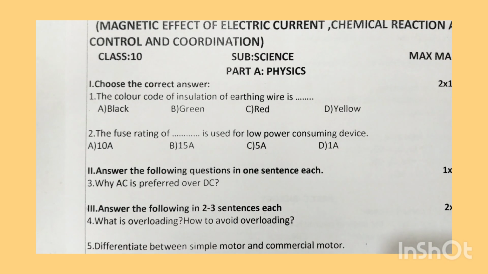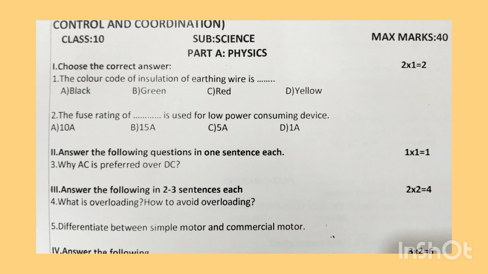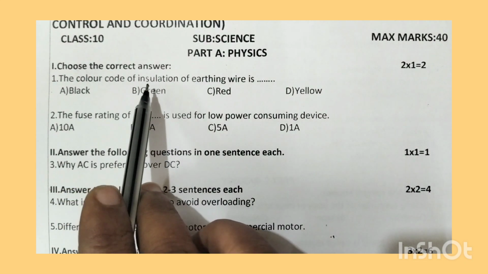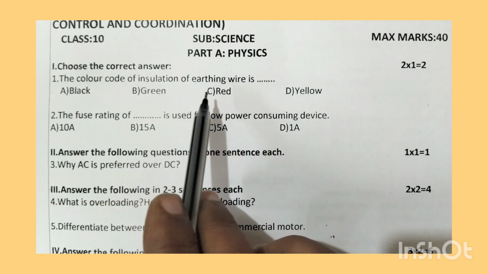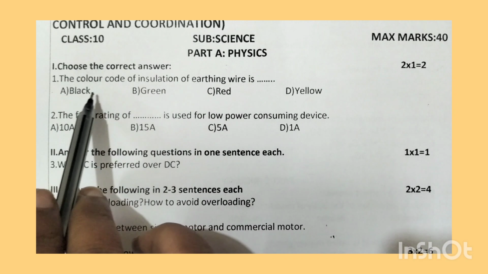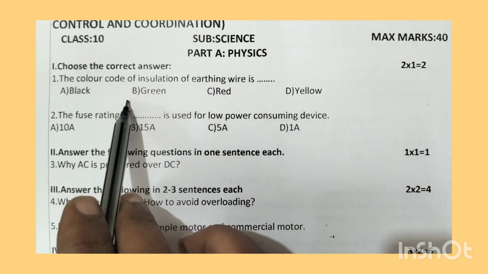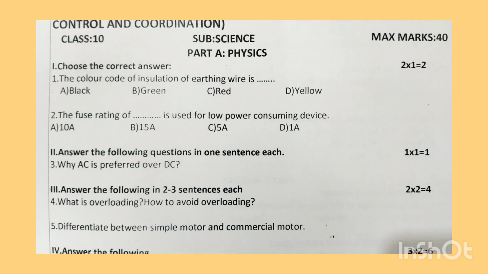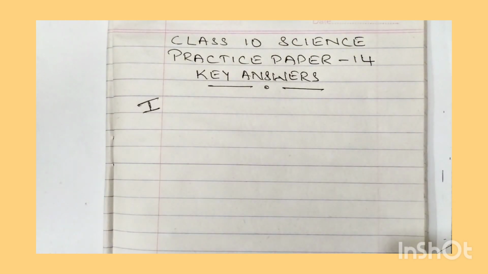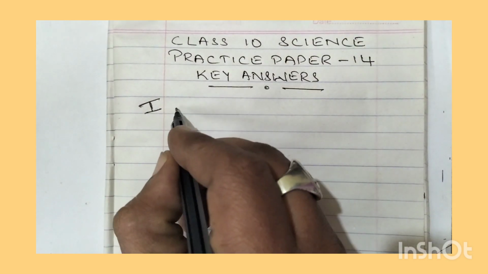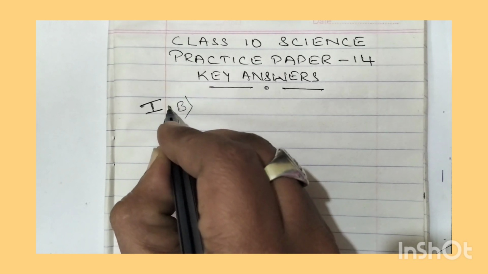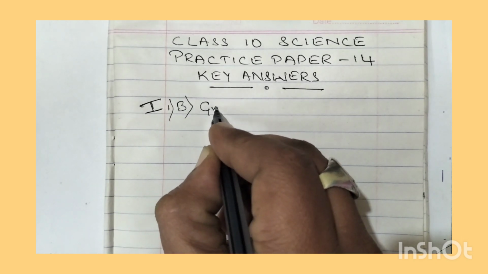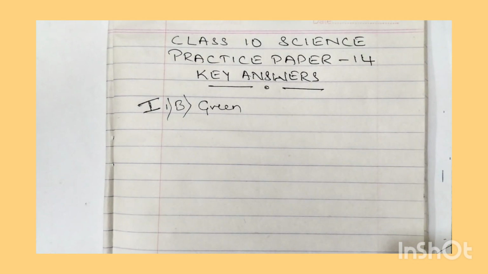So the first question of practice paper number 14 is: the color code of insulation of earthing wire is black, green, red, yellow. Among these four options, the right option is green. The insulation of earthing wire is always green in color. Therefore, for the first question, the right answer is option B, that is green. So now let us move to the second question.